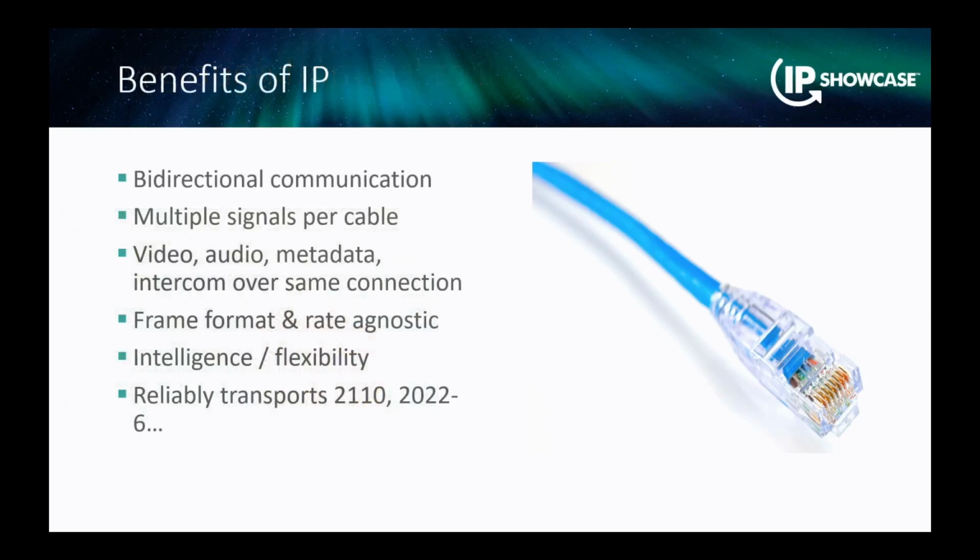So what are the benefits of IP? Bidirectional communication. So you can send and receive signal at the same time on the same link. You don't need multiple connections to do so. Multiple signals per connection. So you can carry video, audio, closed caption, or even multiple videos over the same link. So that's another benefit. As I said, video, audio, metadata, closed caption, anything else which you want to send, you can do over that Ethernet and over a single connection as well.